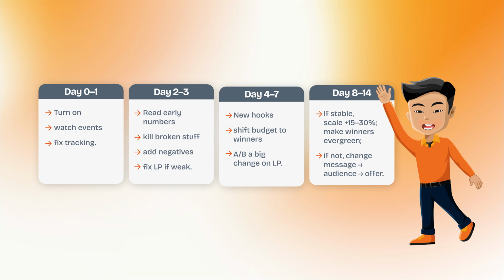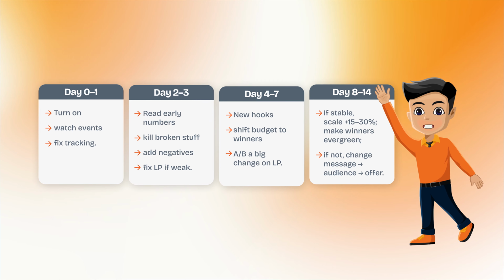Day 4 to 7. Learn fast. Launch 1 to 2 new hooks in ads creatives. Keep offer constant. Shift budget toward ad groups or sets with above average CVR and within 1.25 times target CPL. Ship LP variant A/B if traffic greater than 500 visits per week. Change one big thing: headline, hero visual, form length, or proof.